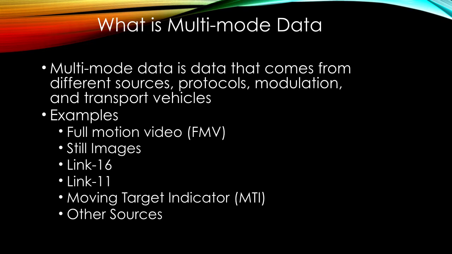So what is multimode data? Multimode data is data that comes from different sources, protocols, modulation techniques, and different transport vehicles. And what I want to mention about transport vehicles is I'm not talking about planes, trains, and automobiles. I'm talking about the way it traverses across different media or mediums for moving from one point to another. So whether that be a serial connection, a parallel connection, an internet connection over standard RF signals, or satellite and other types of communication medium that signals can be processed across.